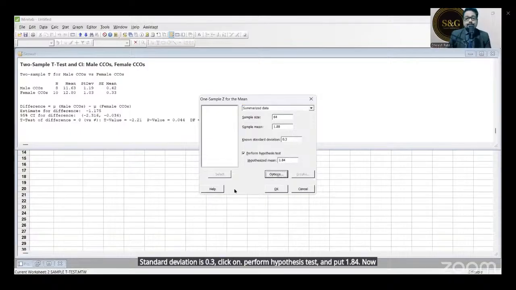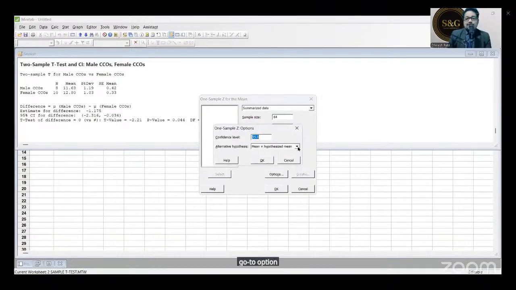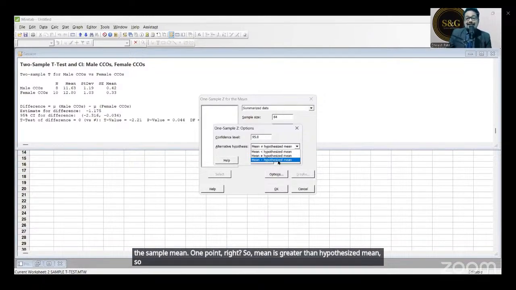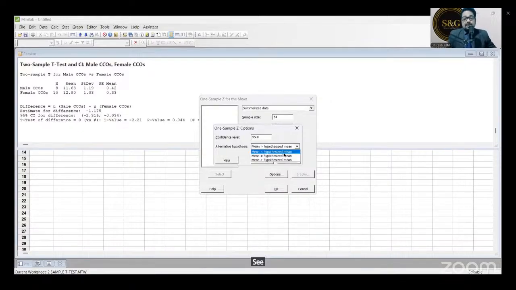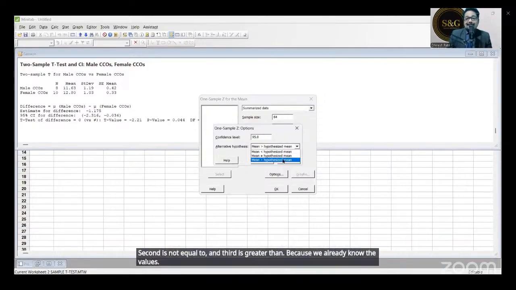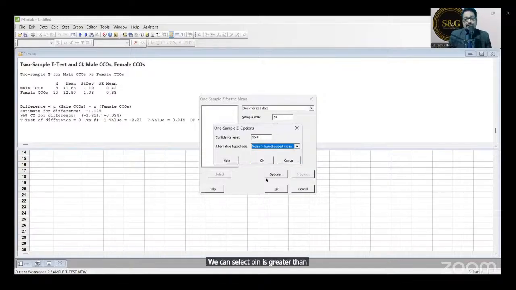Now go to Options and make a small change here, because the actual mean is 1.88, which is greater than the hypothesized mean 1.84, right? So this is what we know. There are three options: one is mean is less than hypothesized mean, second is not equal to, and third is greater than. Because we already know the values, we can select mean is greater than hypothesized mean and click on OK.